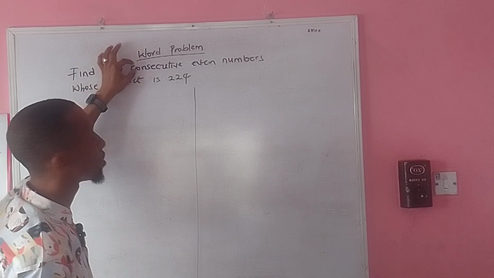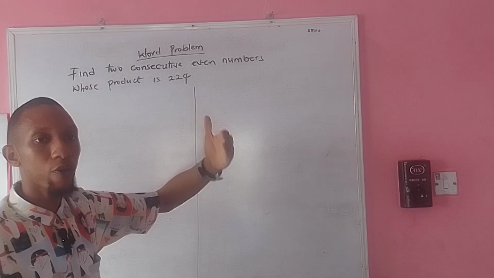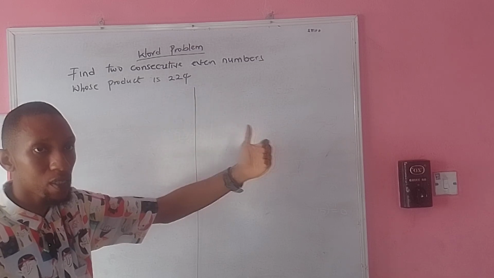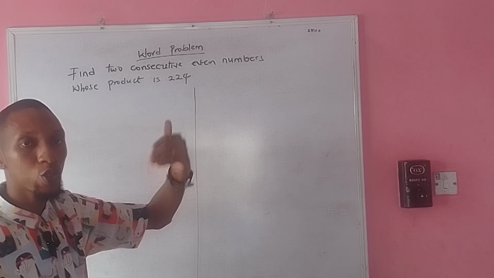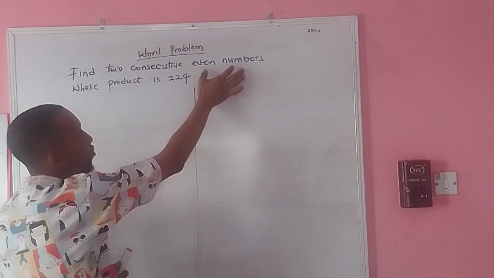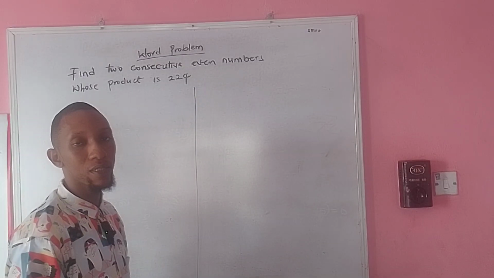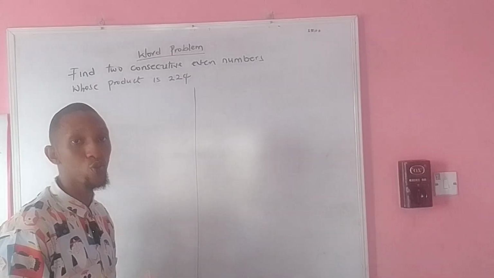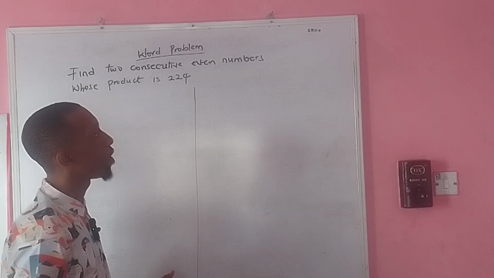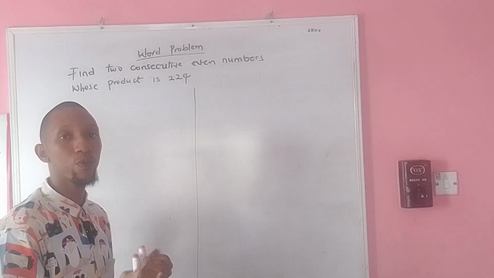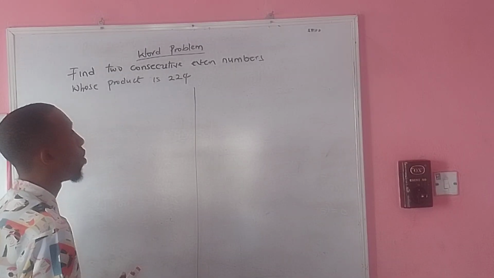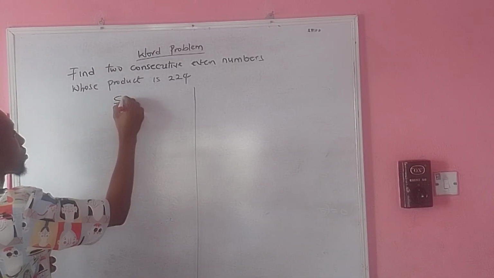So let's talk about consecutive. If you have 2, then you have 4, then you have 6, that is consecutive. If you have 1, 2, 3, 4, these are consecutive numbers. Now what are even numbers? Even numbers are numbers that can be divided by 2 perfectly. That means they are numbers that are divisible by 2. So even numbers end with 0, 2, 4, 6, and 8. Okay, so let's go straight to this solution.